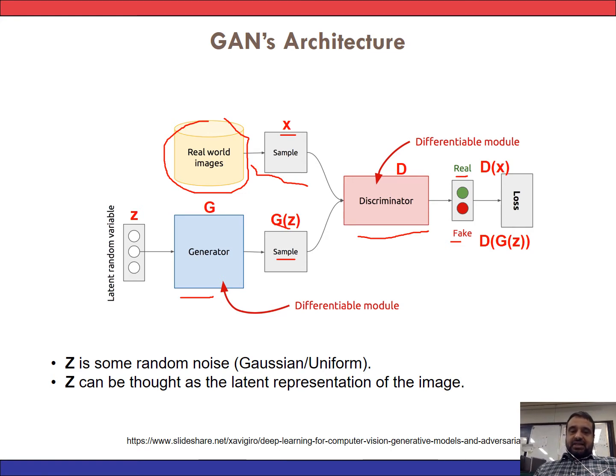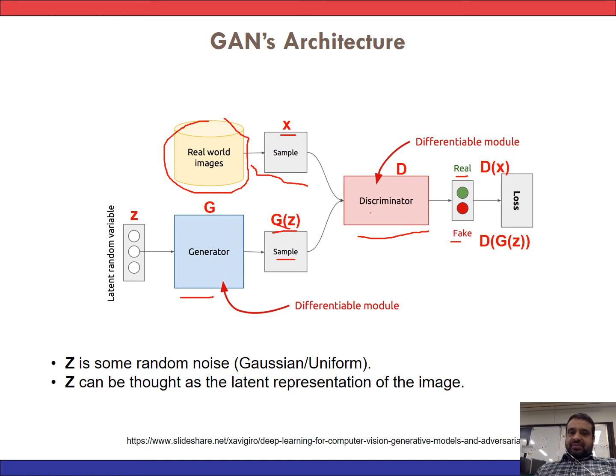The generator, on the other hand, takes Z as input. Z is a random noise that is sampled from a Gaussian or uniform distribution, and this Z we call the latent space. Here we can see that we are not providing data as input to this generator. We are providing Z, the latent space, as input, and the generator generates images that we call G of Z, the fake images.